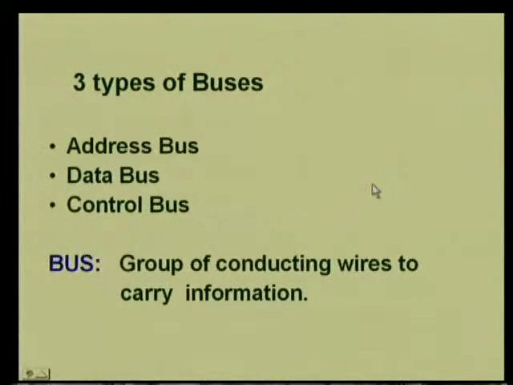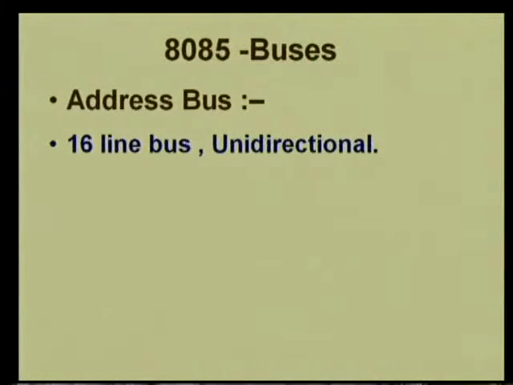So what is a bus? A bus is nothing but a group of conducting wires used to carry information, specifically digital information. Let us see about all these buses with respect to the 8085 processor. The 8085 address bus consists of 16 lines, that is, the address bus length is 16 lines. It is unidirectional. This is because the processor generates the address to locate the peripheral with which it has to communicate. So that's why it is unidirectional.